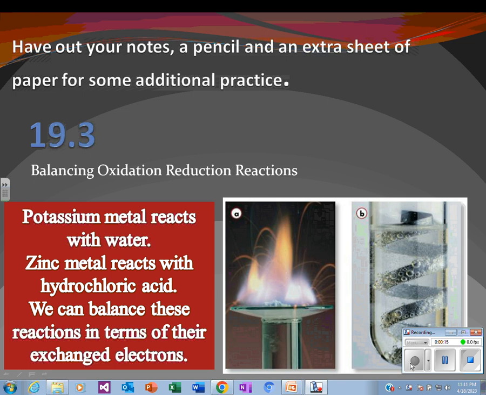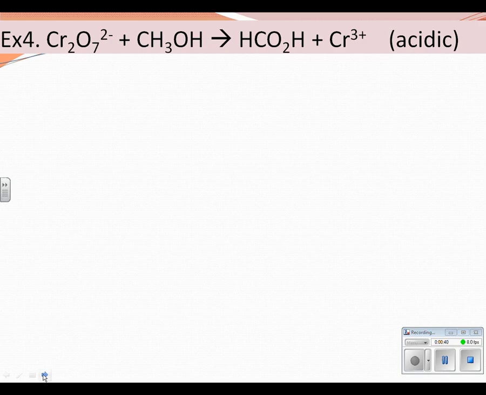So we are on 19.3, which is balancing redox reactions. If you see here, we have potassium metal reacting with water, and then we also have zinc metal reacting with hydrochloric acid. We can actually balance these reactions in terms of their exchanged electrons or the fact that they are redox reactions. So let's talk about the rules and how we make this work.